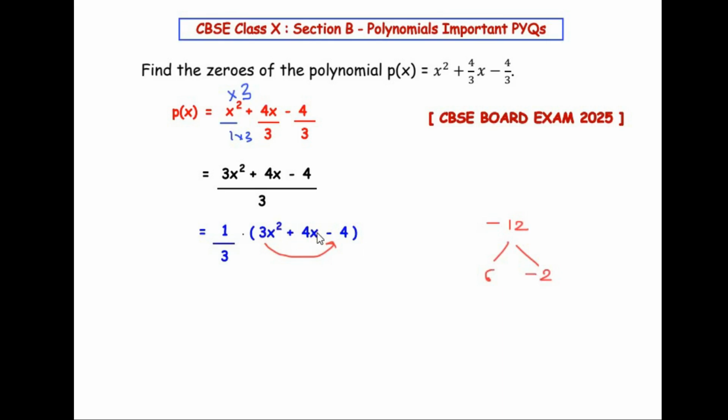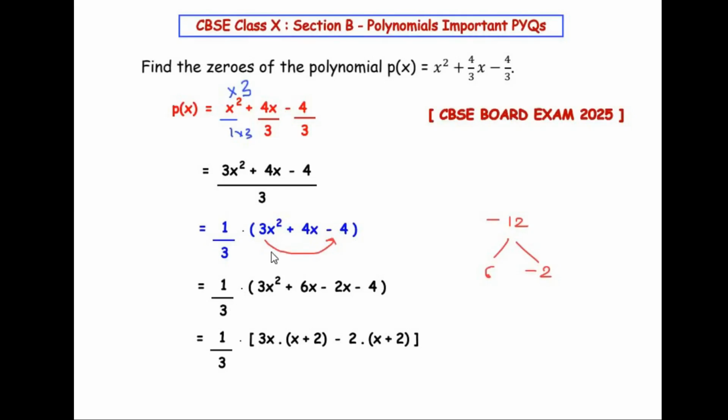So factorizing this, we get 1 over 3 times 3x square, and in place of 4x, we have split it up as plus 6x minus 2x minus 4. Now let us group the terms. That is, we are going to group the first two terms and the last two terms. And now we have to take out the common factors from the first group. So we can see that 3x is a common factor between 3x square and 6x. So we have taken 3x as a common factor. Now once we have taken out 3x, in the first term remains x, plus in the second term remains 2.